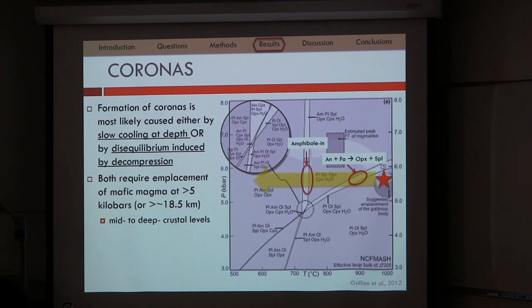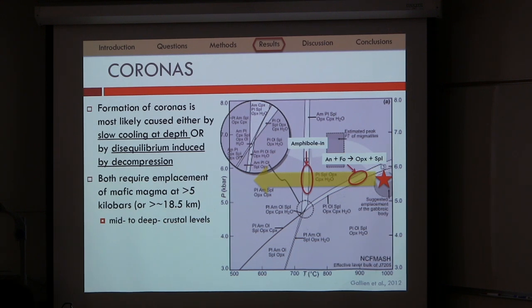And so there are two different mechanisms by which you can do this. My favorite is slow cooling at depth, but there have also been proposals that you can cause this disequilibrium that induces this reaction by decompressing. But the reaction would kind of go like this here. We need it to be at least at 5 kilobars or higher, which is about 18.5 kilometers deep.